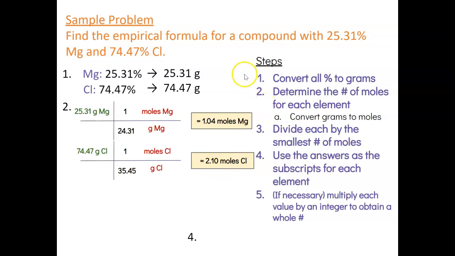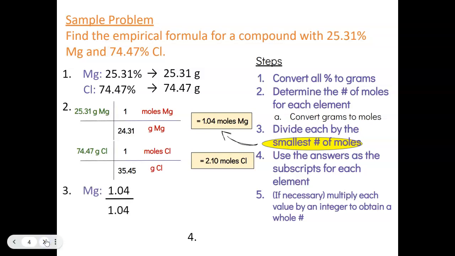So now we've done steps 1 and 2. Step 3 tells us to divide each by the smallest number of moles. The smallest number of moles here is 1.04. So we're going to do 1.04 divided by 1.04, and then we'll do 2.10 divided by 1.04. With magnesium, 1.04 divided by 1.04 equals 1. And for chlorine, 2.10 divided by 1.04 is going to be equal to 2.